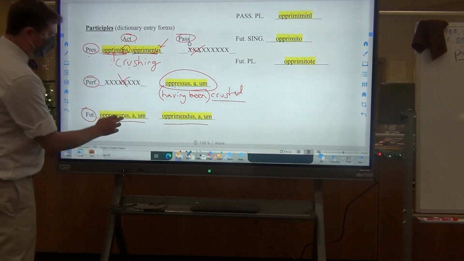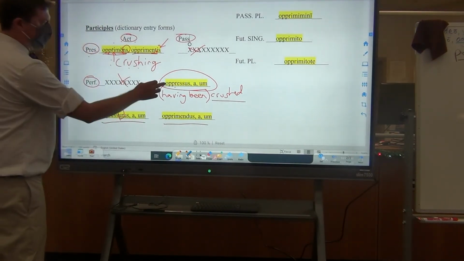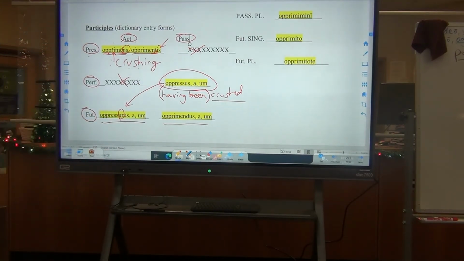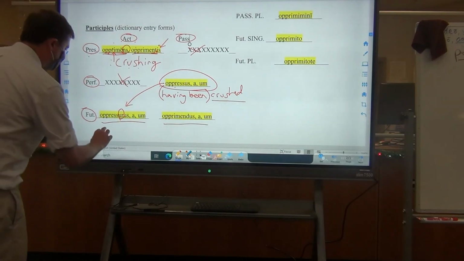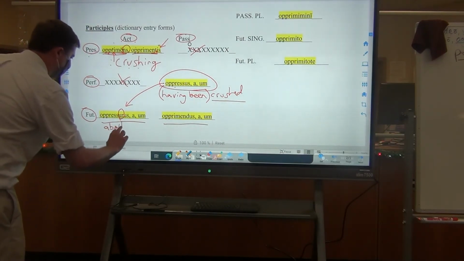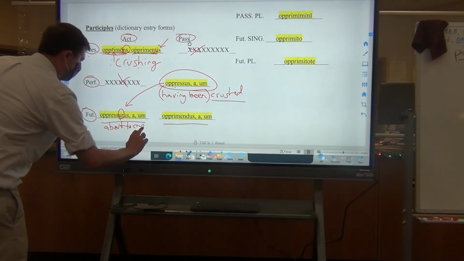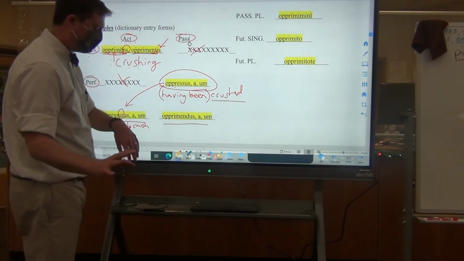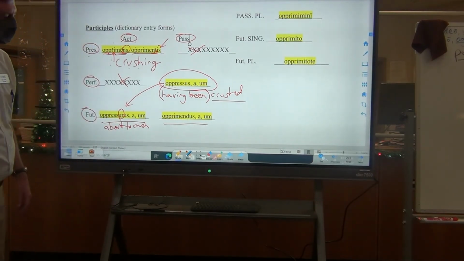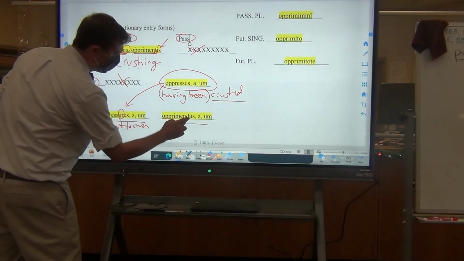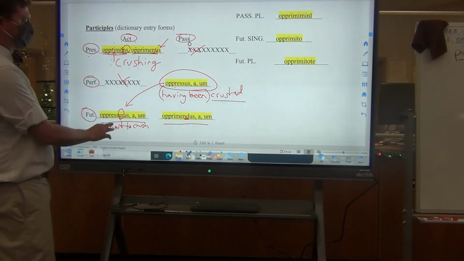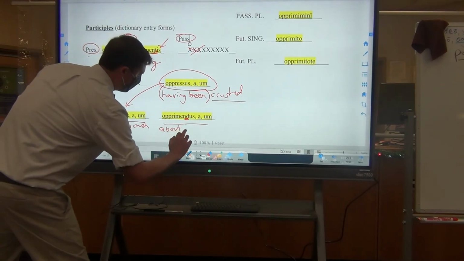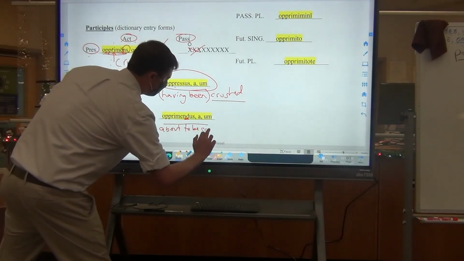Now, these last 2, future active and future passive. Future active is going to be easily recognizable because of the ur. All you take is the 4th principal part, perfect passive participle, and shove a ur in it. When you do that, you then made a future active, which is going to translate about to crush. And then likewise, for the future passive, which goes by another name, it is also known as the gerundive. You will recognize it because of the nd. And if it's about to crush for the active, the passive is going to be about to be crushed.